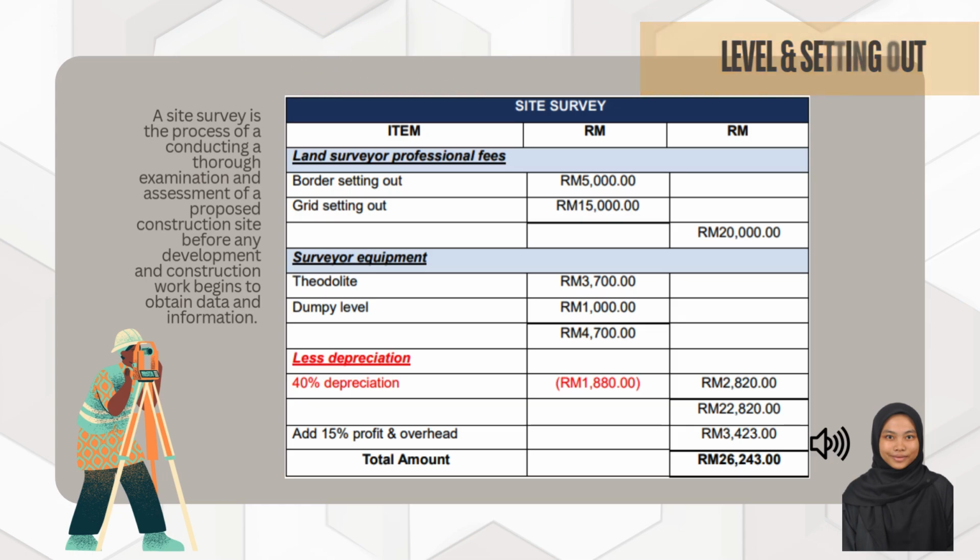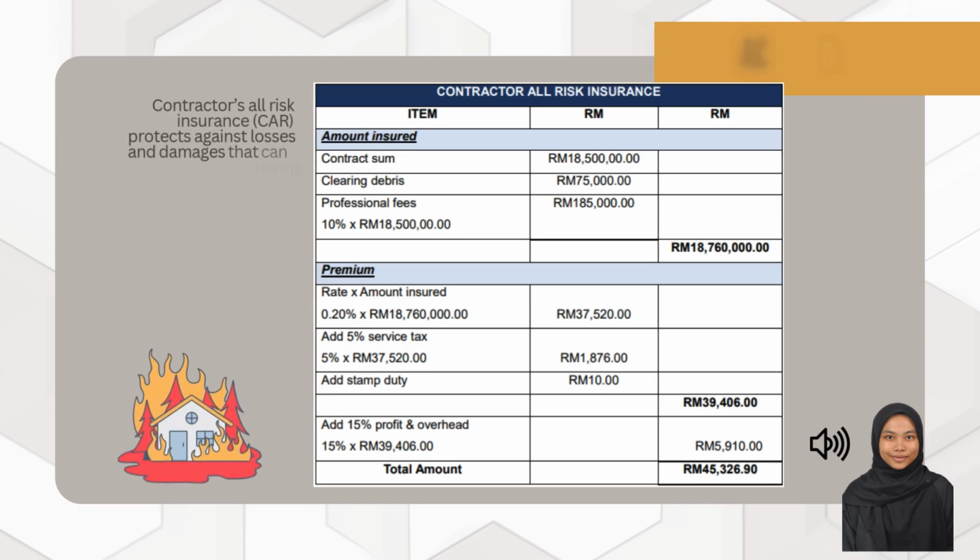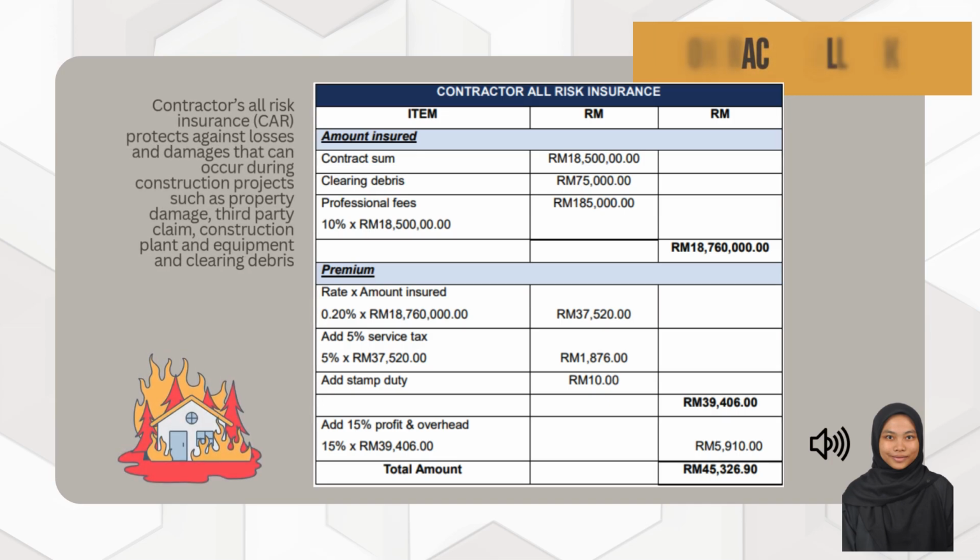26,243 ringgit. The next item for build-up of preliminaries is contractor all-risk insurance (CAR). Contractor all-risk insurance protects against losses and damages that can occur during construction projects such as property damage, third-party claim, construction plant and equipment, and clearing debris.